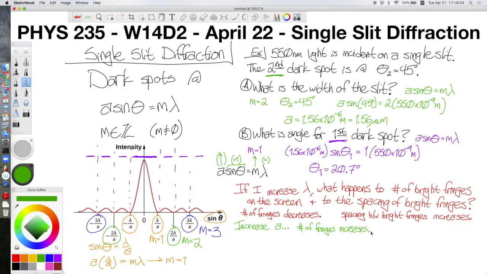And as before, we can see a slight inverse relationship between this and the spacing between the fringes. We have not moved the screen. So if there are more fringes on the same screen, then there must be less distance between the fringes.